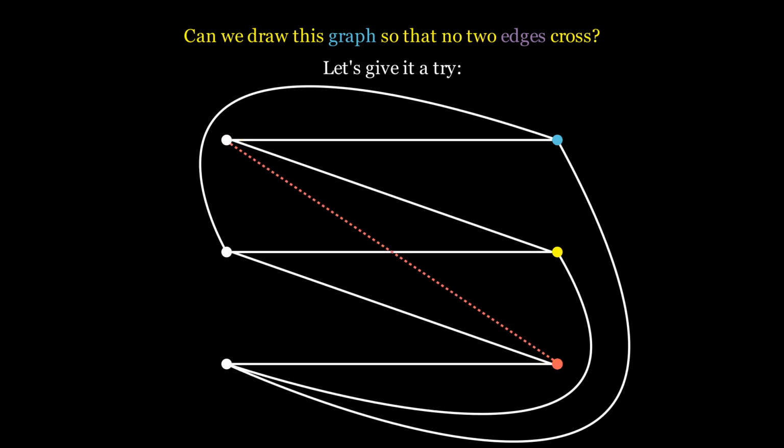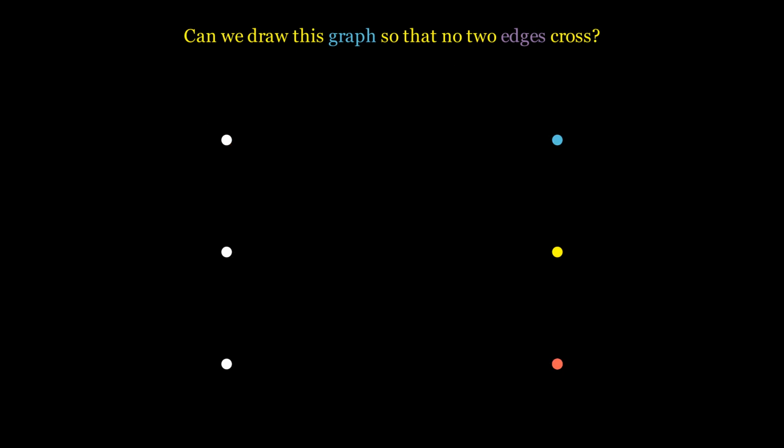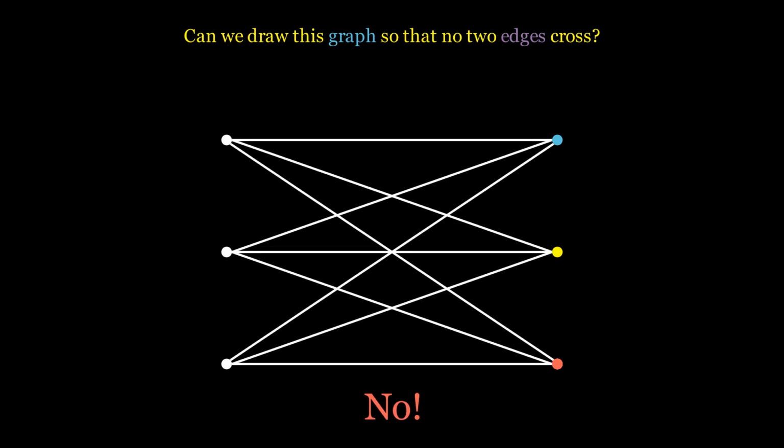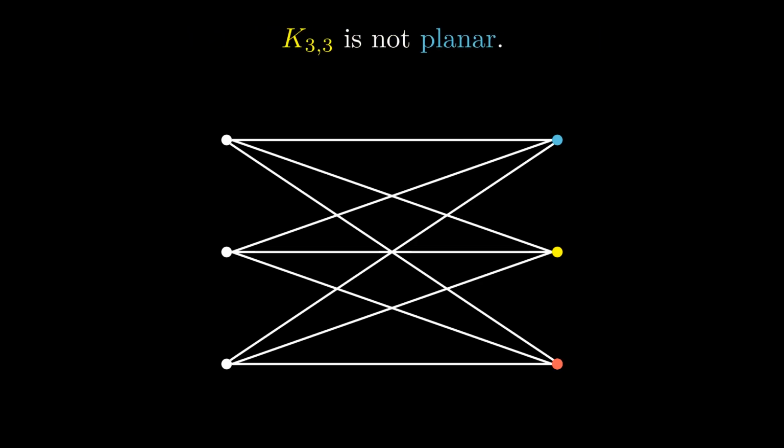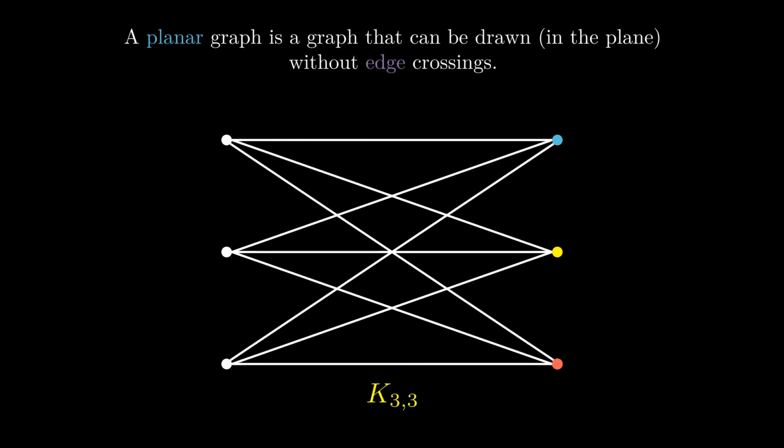Now, that was just one attempt, and maybe a different technique would be smarter, but I can actually tell you the answer is no. No matter how you try to do this, there will always be at least one crossing of edges. And the reason, in my language, is that K33 is not planar, where K33 is the name of the graph we've drawn, and planar means that you can draw the graph without edge crossings.